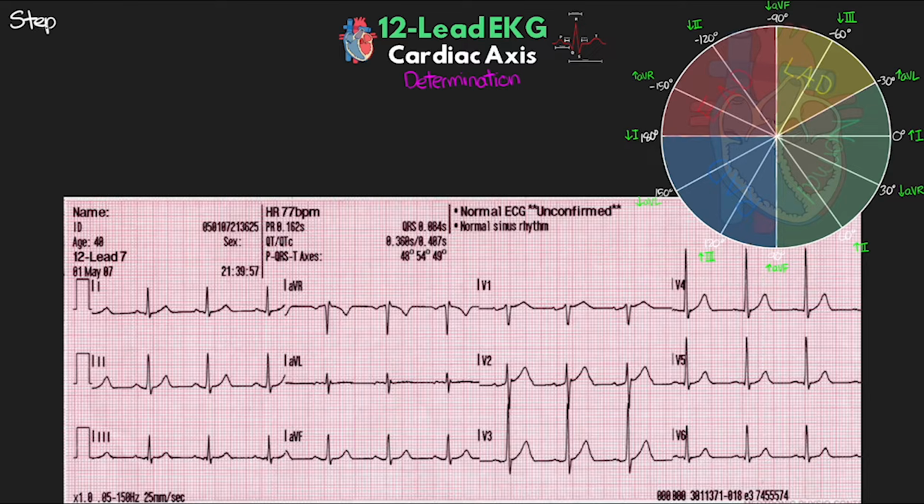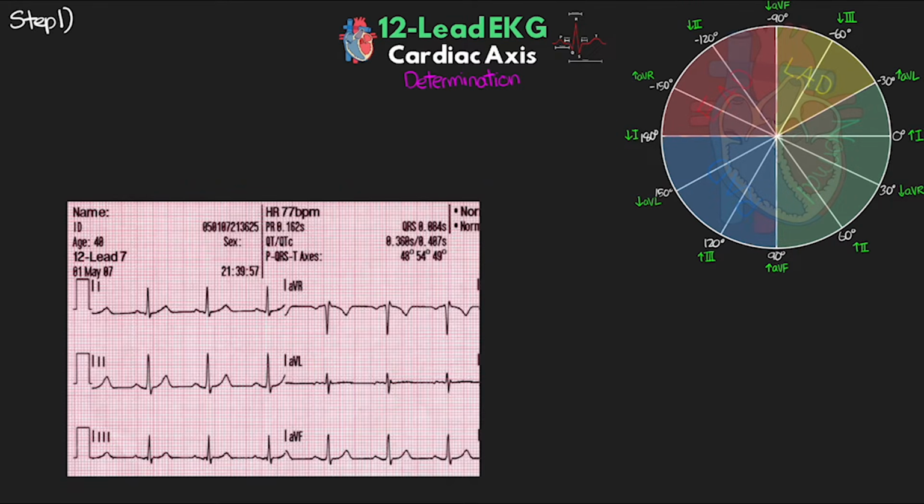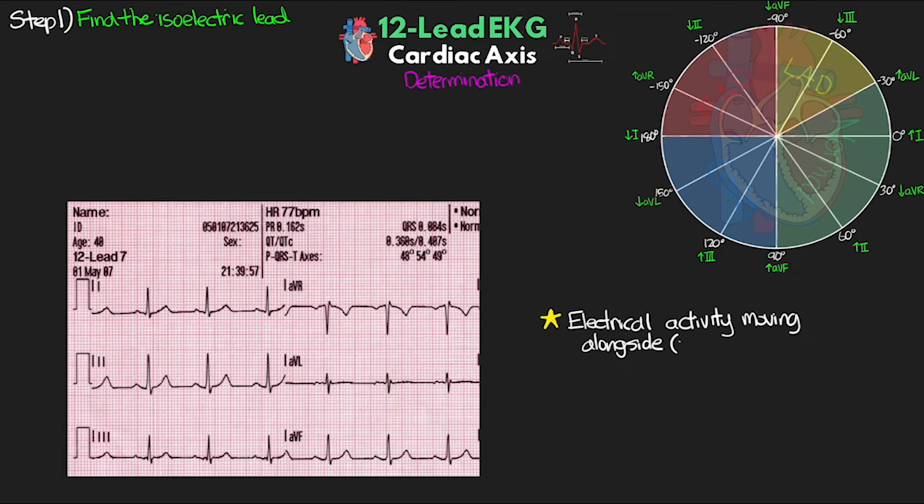So the first step to this process is to take a look at our 6 limb leads, and we want to find the isoelectric lead. So we're looking for the lead that has the electrical activity that's moving alongside it or perpendicular to it, which is represented by that isoelectric waveform.